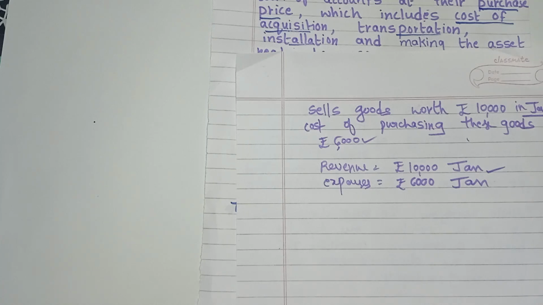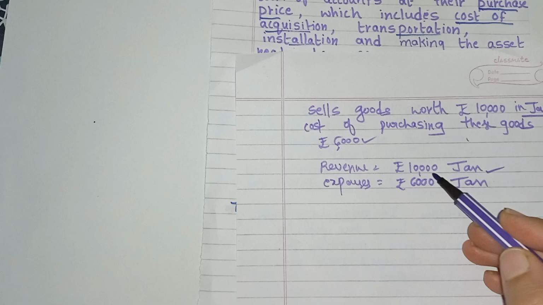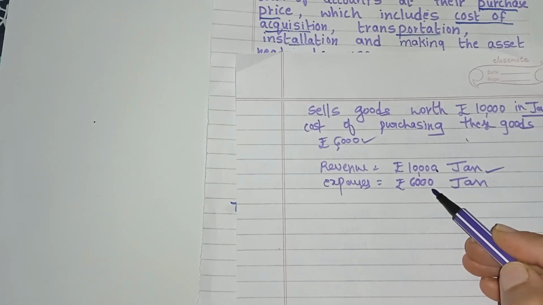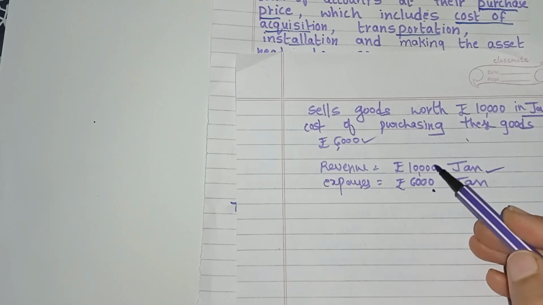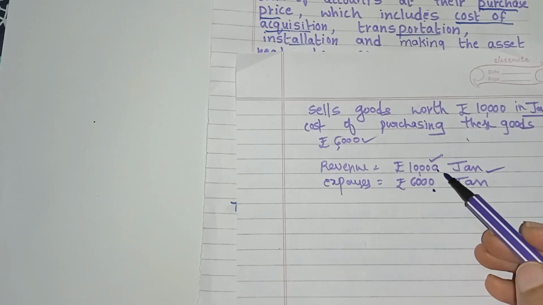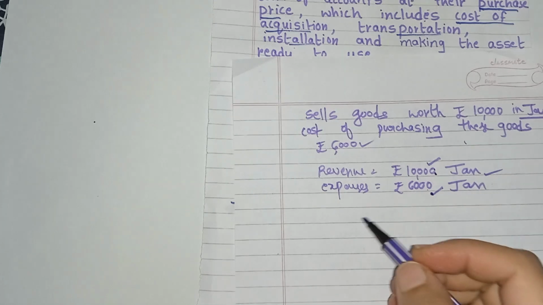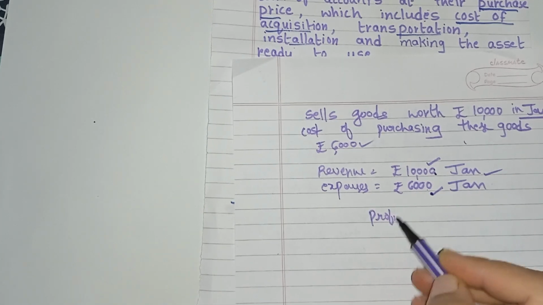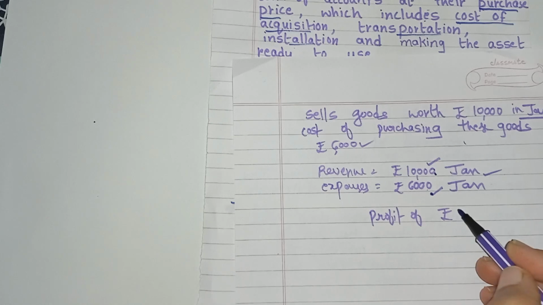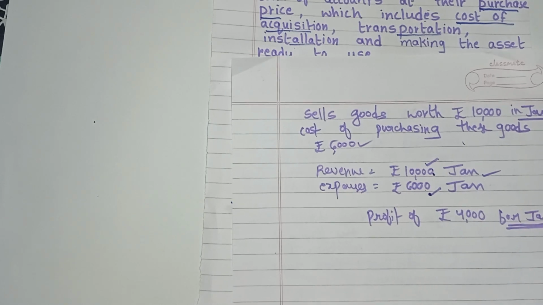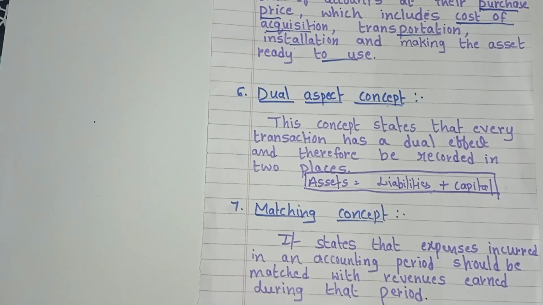Now this ensures that the revenue of rupees 10,000 is matched with the expenses of rupees 6,000, showing a profit of rupees how much? 4,000 for January. This is the matching concept.